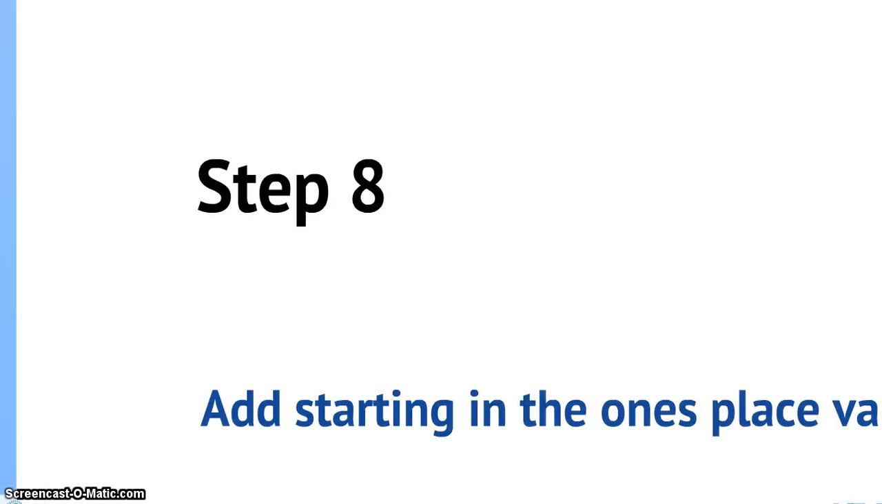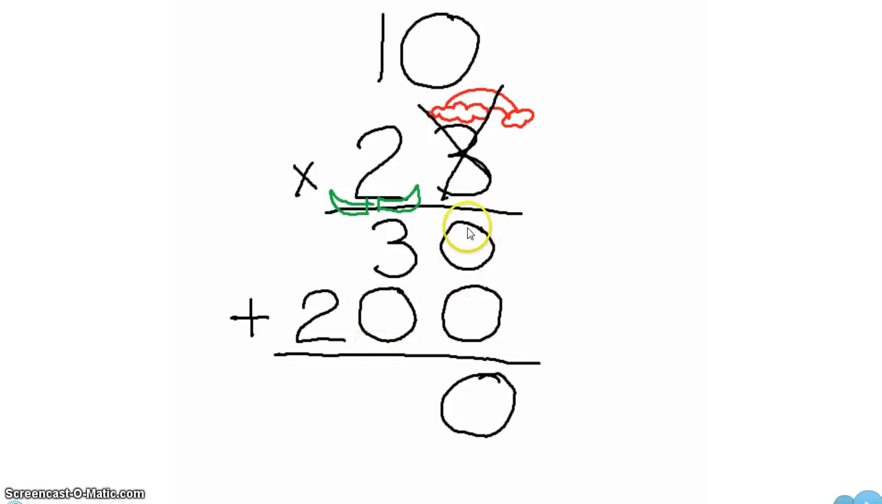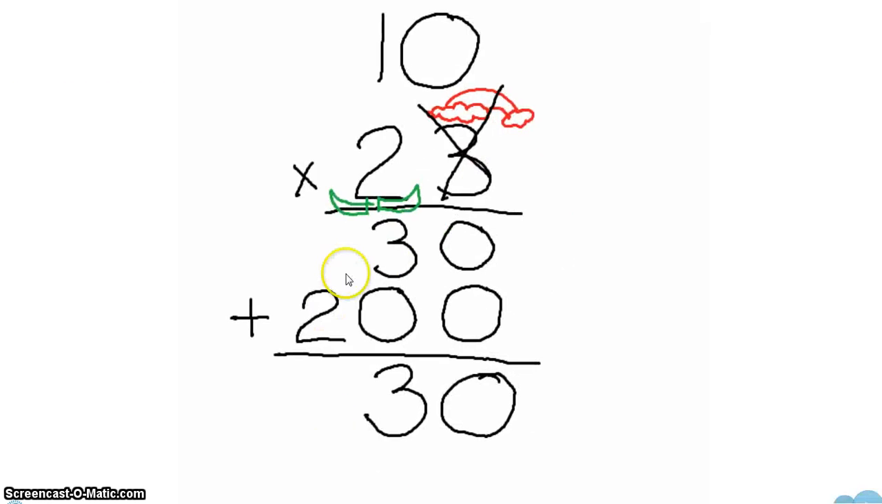Step 8, you're going to add starting in the ones place. 0 plus 0 is 0. Here's the ones place right here. 0 plus 0 equals 0. Step 9, add the tens place next. 3 plus 0 is 3. Here's my tens place. 3 plus 0 is 3.